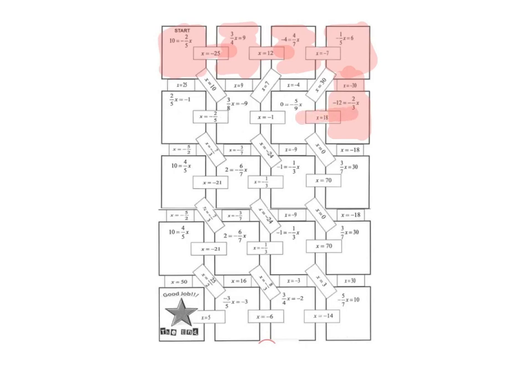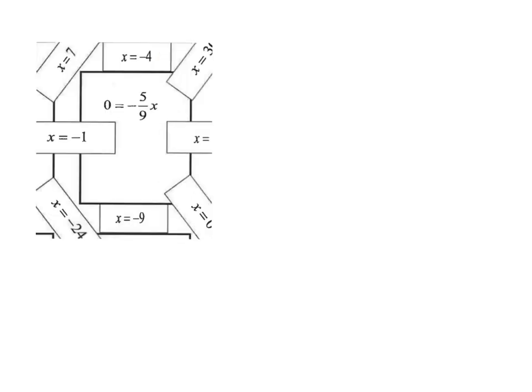And we've got 0 equals negative 5/9 x. So this one might look a little tricky, but we've got 0 is equal to, I'm going to bump that negative up, negative 5/9 x. We're going to multiply by the reciprocal. The reciprocal is 9 over negative 5. We're going to do that to both sides.